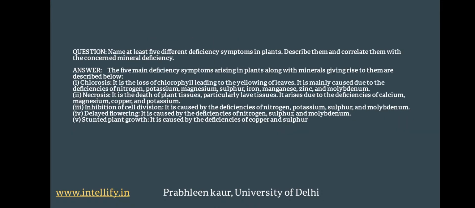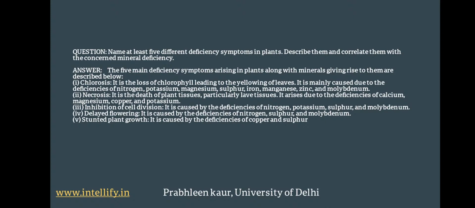Name at least 5 different deficiency symptoms in plants, describe them, and correlate them with the concerned mineral deficiency. The 5 main deficiency symptoms arising in plants, along with minerals giving rise to them, are described below. Chlorosis is the loss of chlorophyll leading to the yellowing of leaves. It is mainly caused due to deficiencies of nitrogen, potassium, magnesium, sulfur, iron, manganese, zinc, and molybdenum.